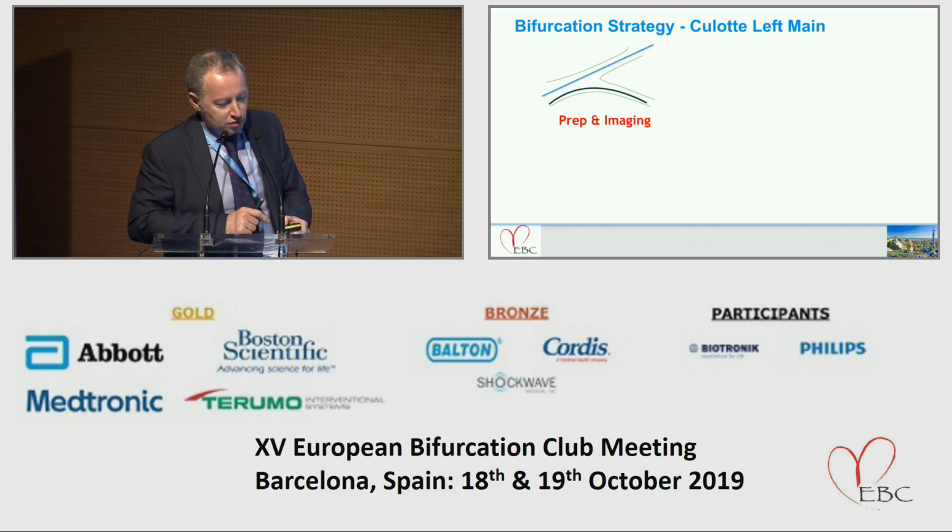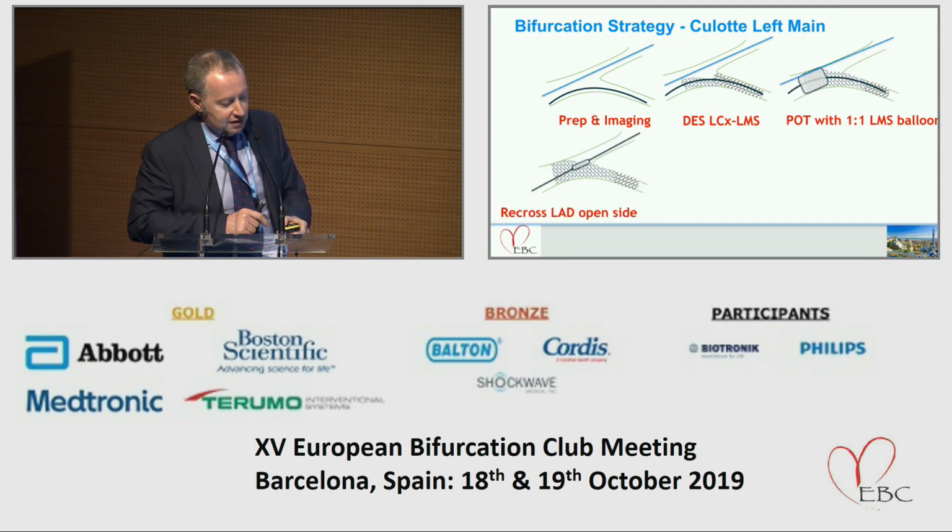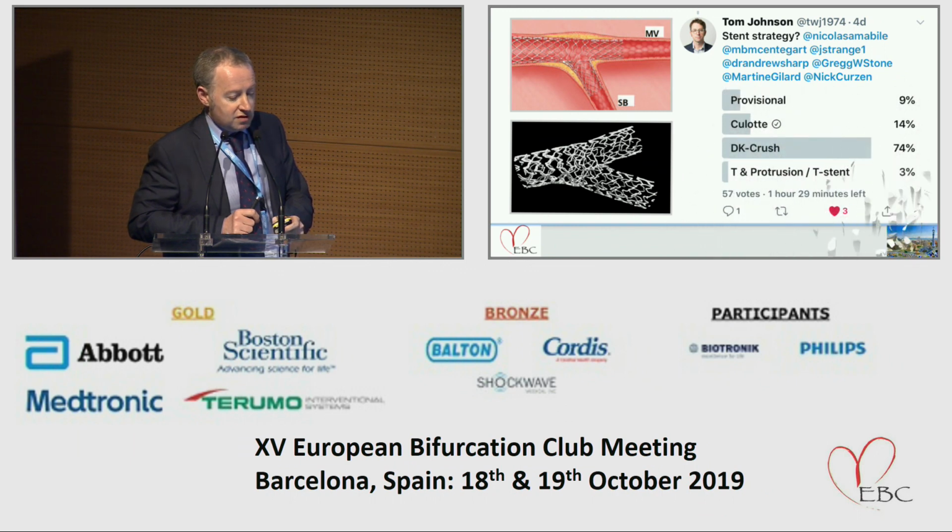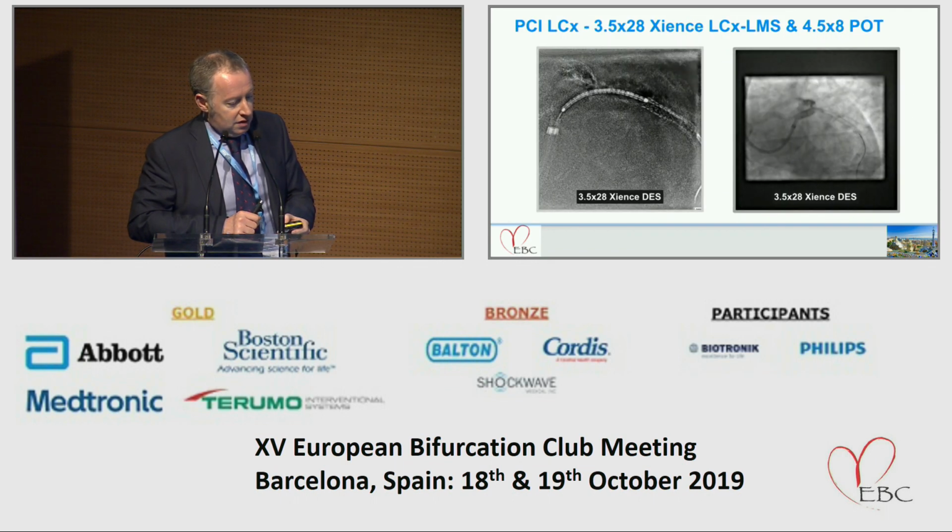I had pretty much 1-to-1 sizing, no differential sizing between circumflex and LAD. You all know how to do a culotte, so I don't have to run through that. The POT, I think, is really important. But this is what Twitter said. So Tom put this out on Twitter, and really quite interesting results in that 75% of people would have gone for a DK crush, which I think is a bit different perhaps to a few years ago.